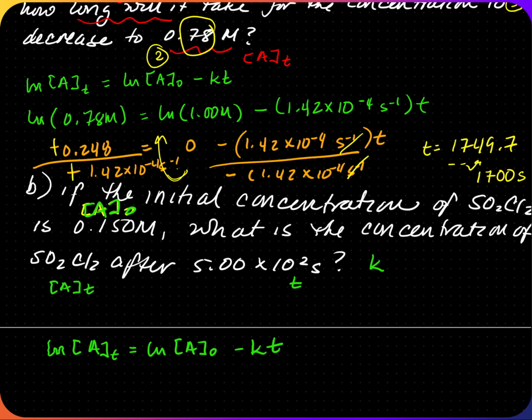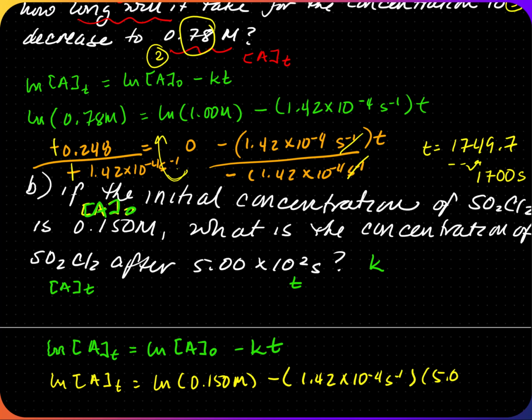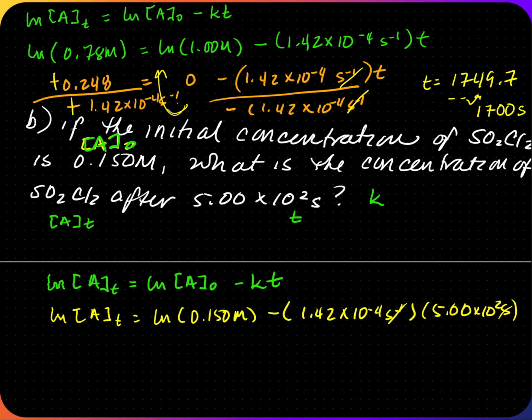So I'm going to plug my numbers in. So I have ln A equals ln 0.150 molar minus my k, which is 1.42 times 10 to the negative 4 seconds to the negative 1, times 5.00 times 10 to the 2 seconds. The seconds cancel out. So I'm going to simplify my math. So this is still going to be ln A.